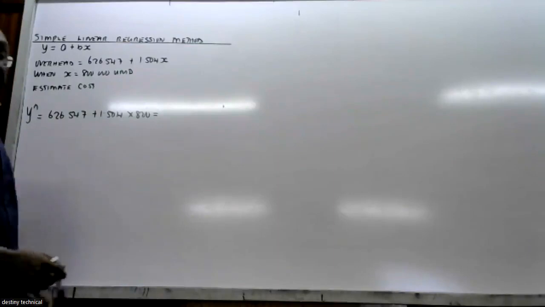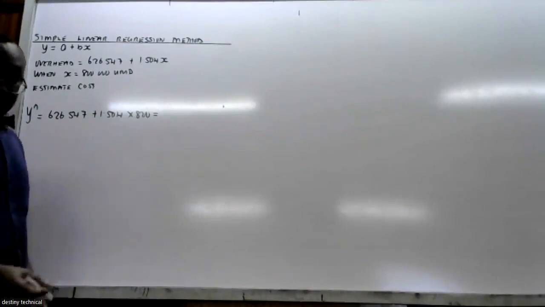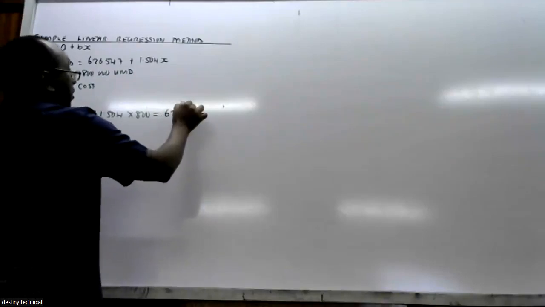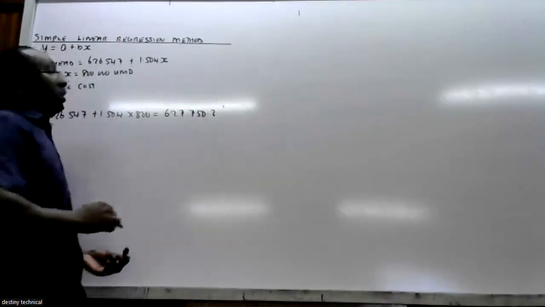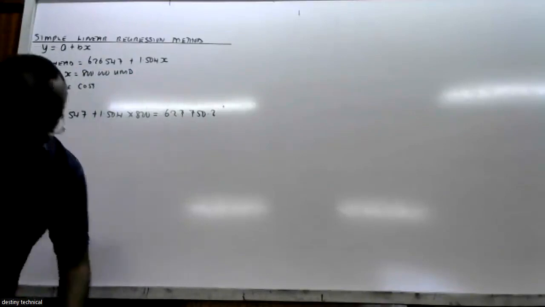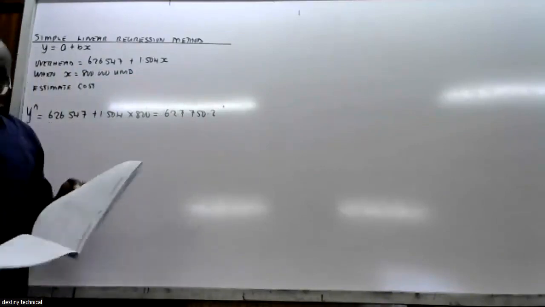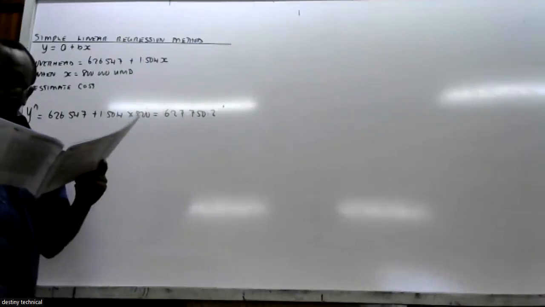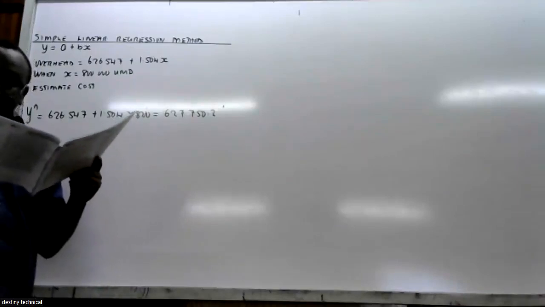What is the cost? 627,750.2. Good. So that is what the candidate was supposed to do in that case. We go to the next one.